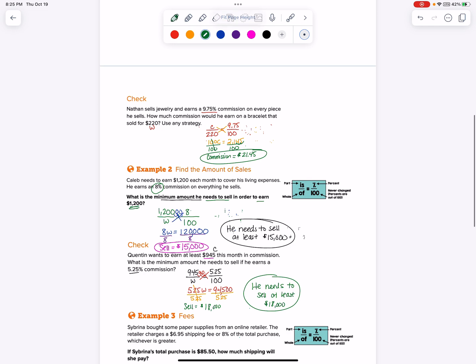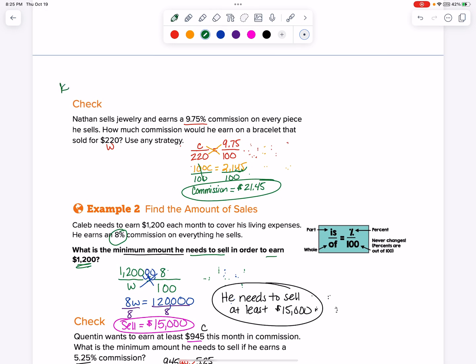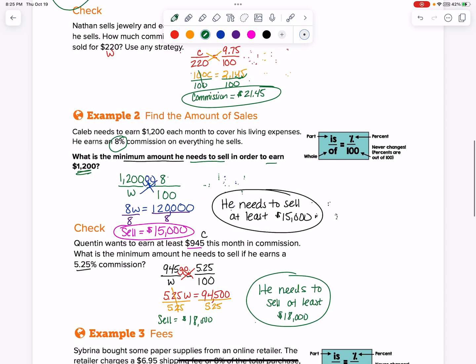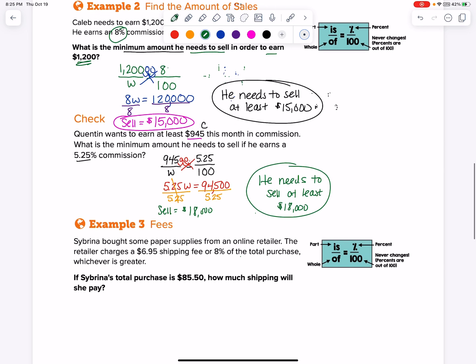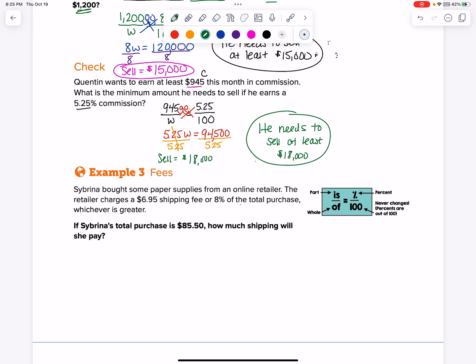So, let's go ahead and mark this as example 1. Example 1 was just figuring out the commission. Example 2 was we knew the commissioned amount. We didn't know the original that he needed to sell. And let's see what example 3 is. Sabrina bought some paper supplies from an online retailer. The retailer charges a shipping fee or 8% of the total purchase, whichever is greater.